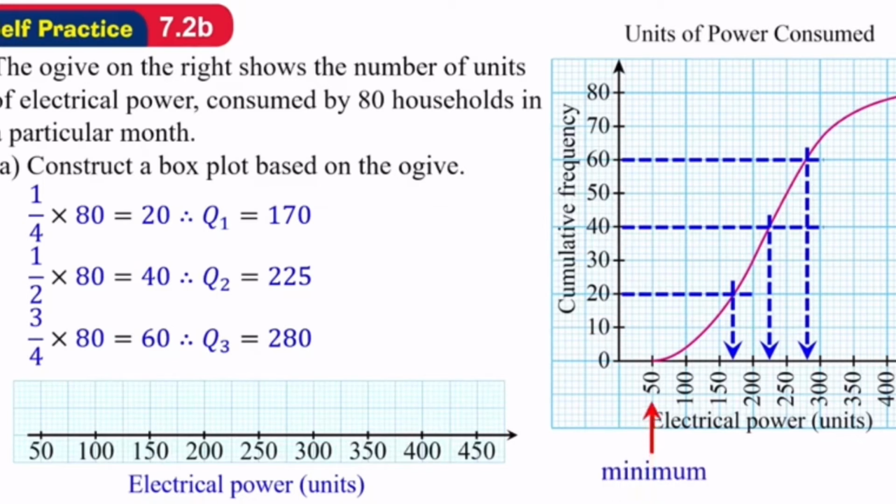Then followed by we will draw the plot. Okay, we will draw the dot to show the plot. It's a box plot, so we will form a box from the plot later. So now let's label the minimum point, the first quartile, and the second quartile, which is median, and the third quartile.